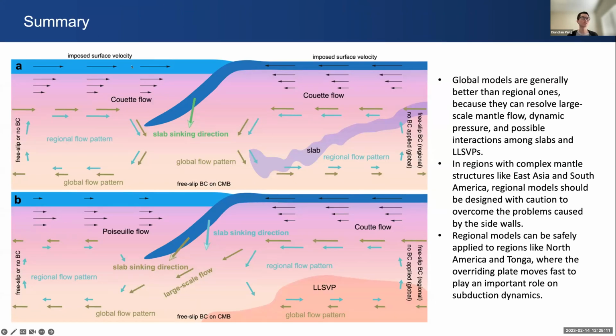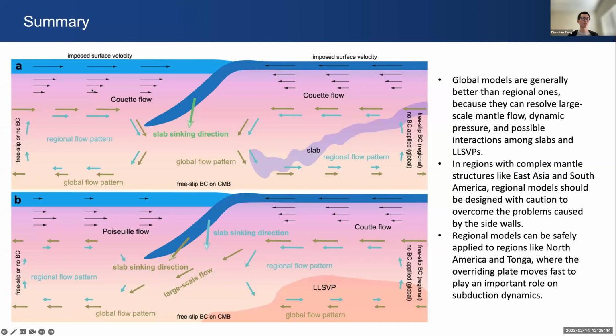So last, this is a figure to summarize the effect of the boundary condition. Panel A and B show two different scenarios. For subduction zones, the subducting speed is always pretty large. And in models with data assimilation, these velocities are imposed into the models.